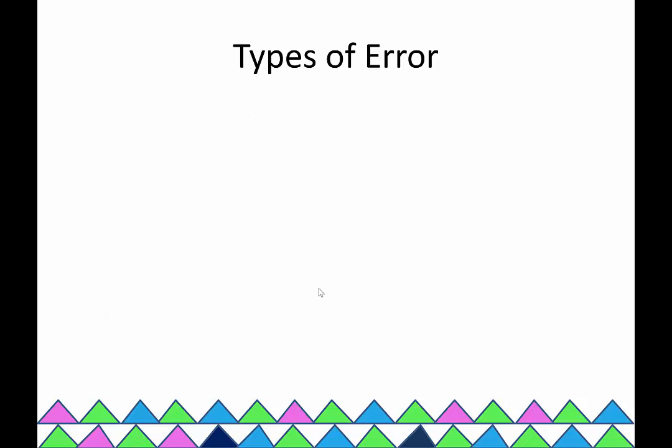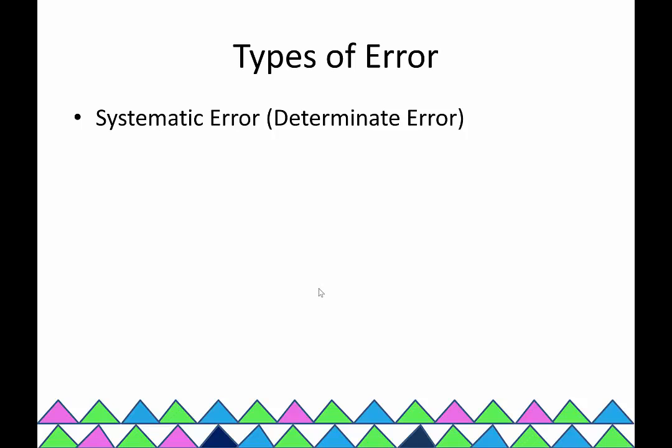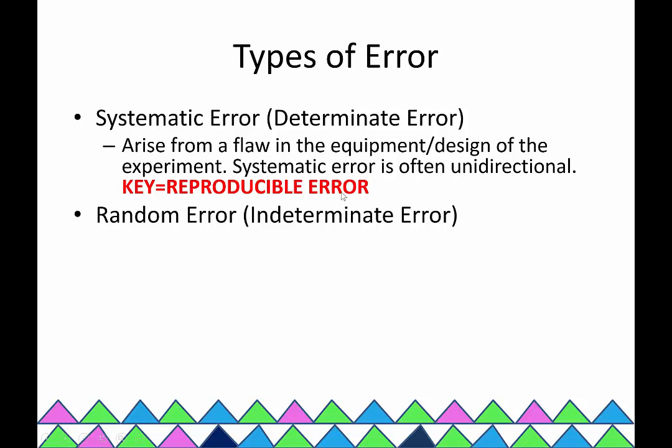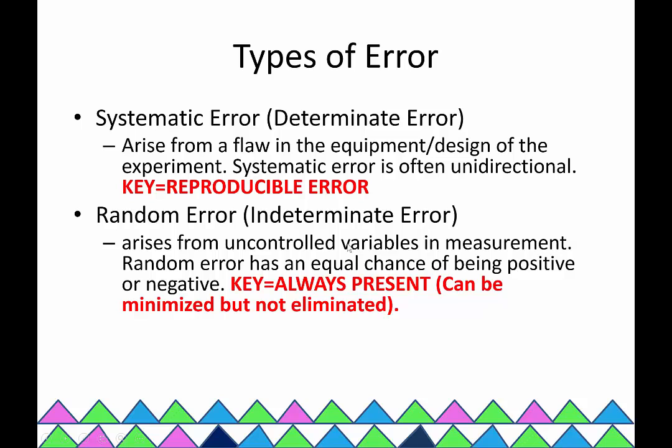There are three main types of error, really two main ones and a minor one. There's systematic error. Systematic error arises because you have some flaw in your equipment or the experiment isn't designed properly, and we'll give some examples, but the key part about systematic error is that it's unidirectional and that it's reproducible. It's very reproducible. Random error or indeterminate error arises from some uncontrolled variable in a measurement. Random error has an equal chance of being positive or negative, and the big key here is that it's always present. It can be minimized, but it can never be completely eliminated.